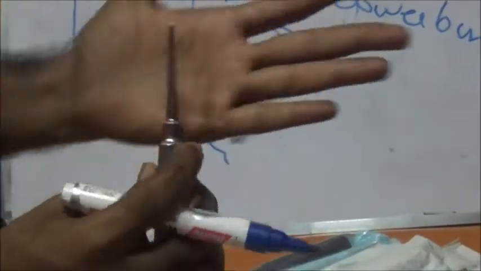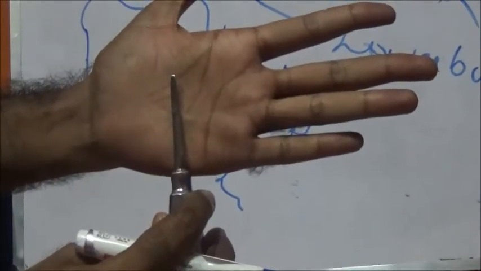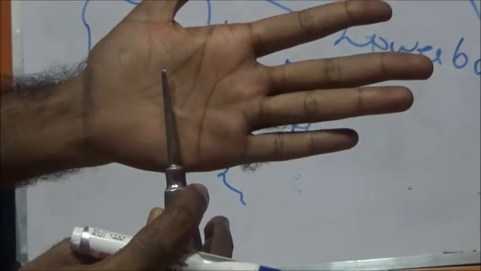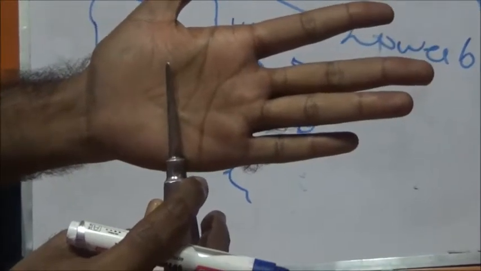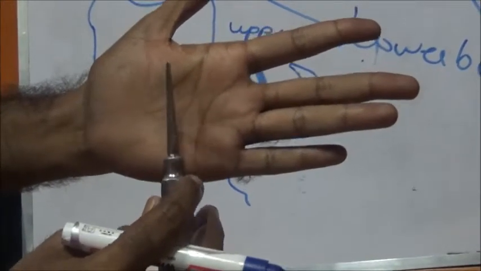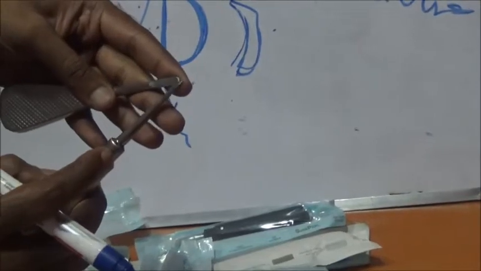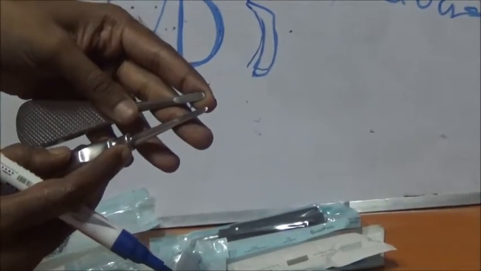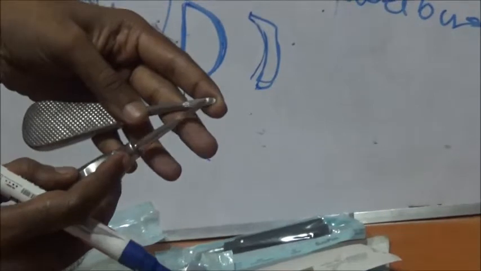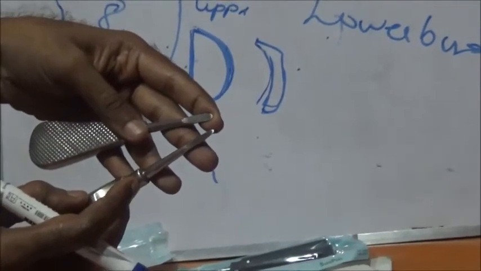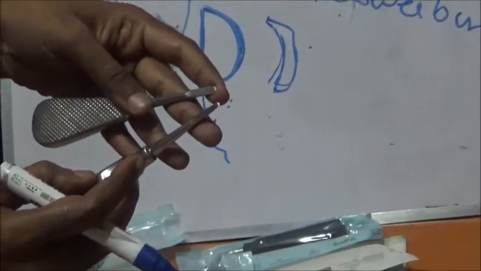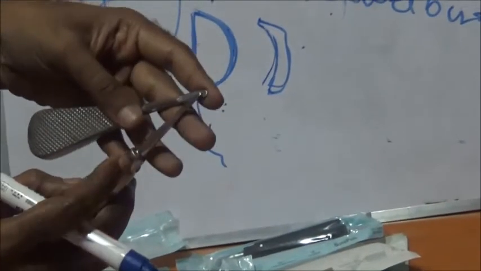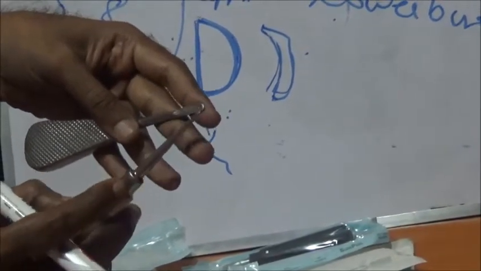The tip is too rounded. The tip is too broad. It is difficult to insert beyond the interproximal space. See this elevator, this is broader. You can never use this. If you are using this to remove the tooth, then you cannot remove it. If you know the elevator well, you won't use this elevator, because the tip is too broad.